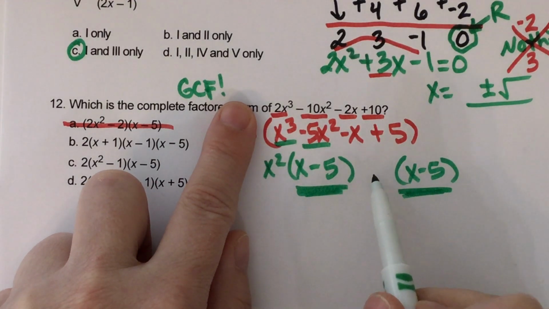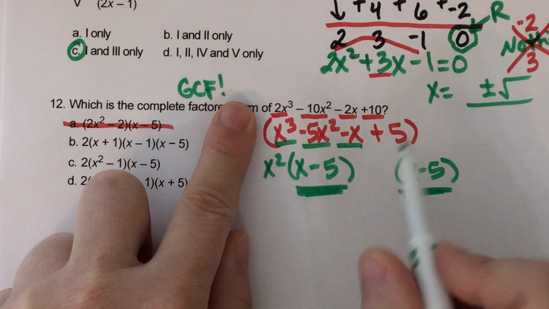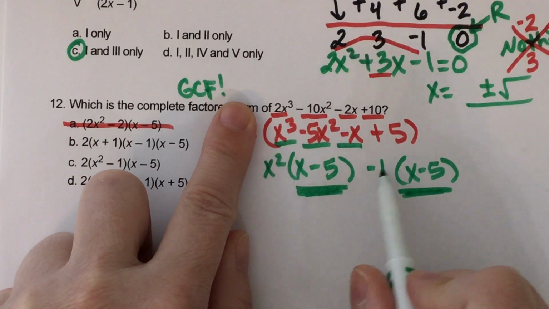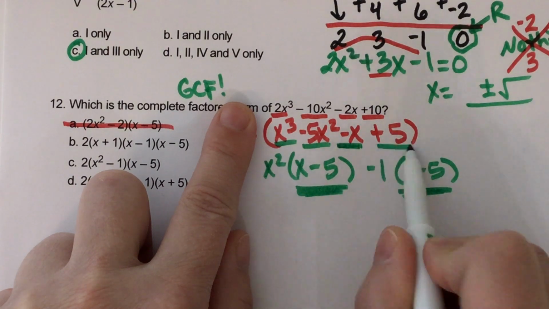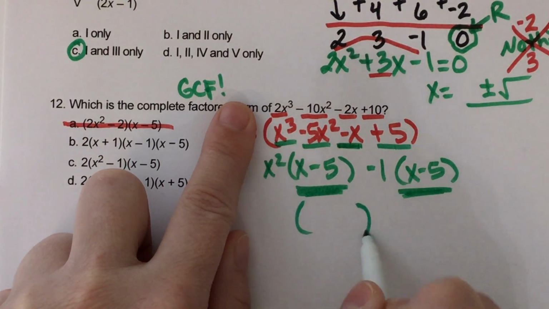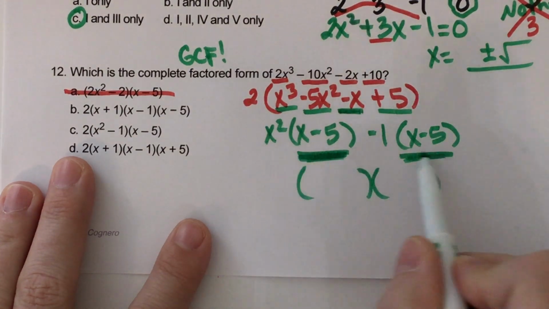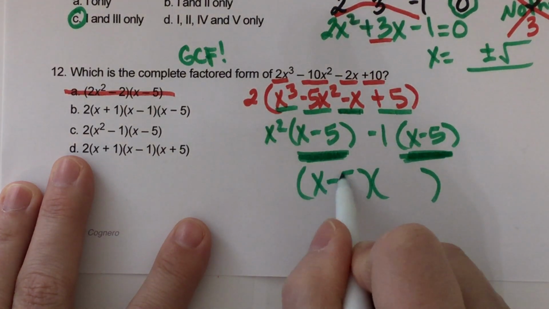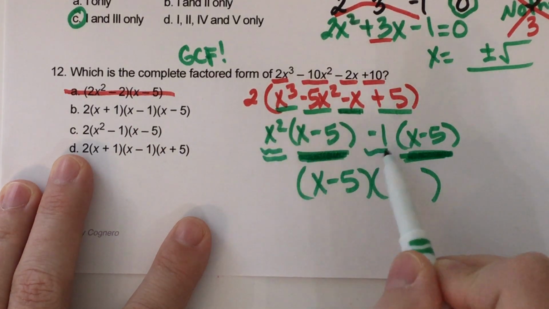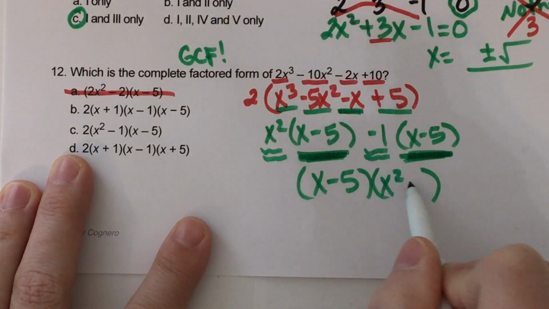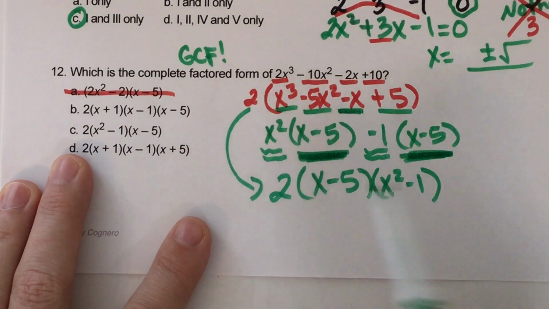Now back it up. What times x makes a negative x? Negative 1. Negative 1 times x is negative x. And negative 1 times negative 5 is positive 5. Okay, so build your 2 sets of parentheses. Copy, copy. Whoever you wrote here and here, copy one more time. Whoever's left over, which is your x squared in the front and your minus 1 in the middle, copies here. And then our GCF drops down.